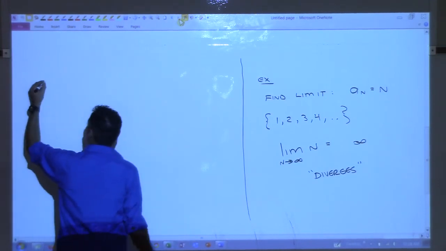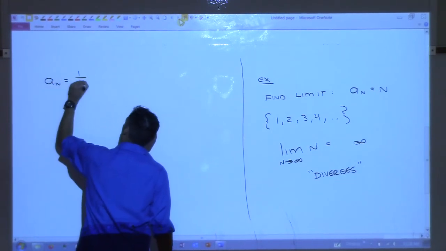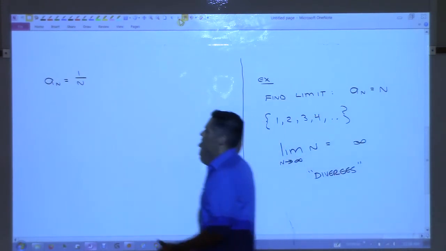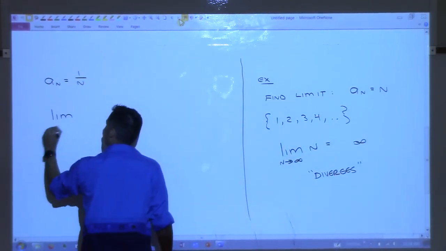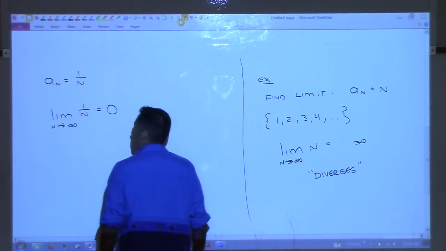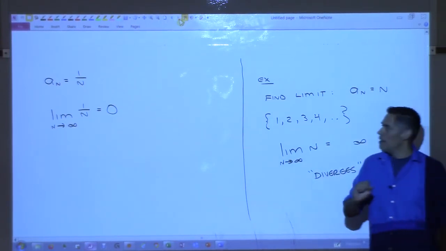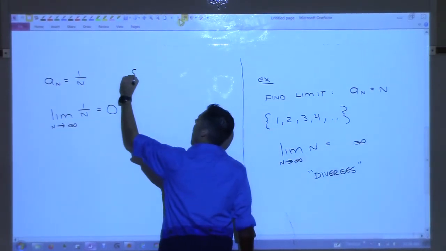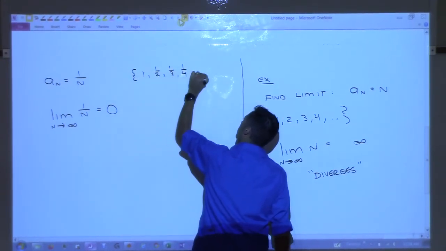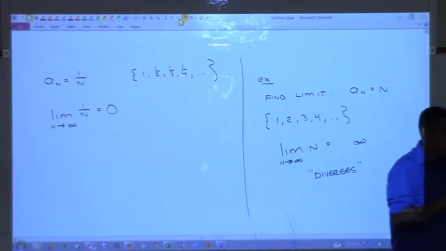Okay, here's another example. Find the limit of this sequence. A sub n equals 1 over n. This goes to 0. So the limit as n goes to infinity of 1 over n goes to 0. If you have 1 on top and the bottom's getting huge, that thing's going to start to go to 0. We didn't list it out, but the sequence is 1, 1/2, 1/3, 1/4, and so on. So you can see that the numbers within the sequence are getting smaller and smaller. They are headed towards 0.